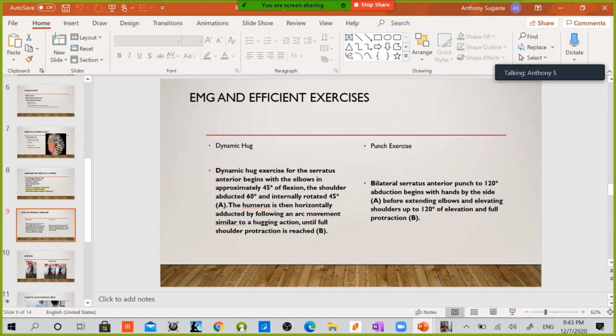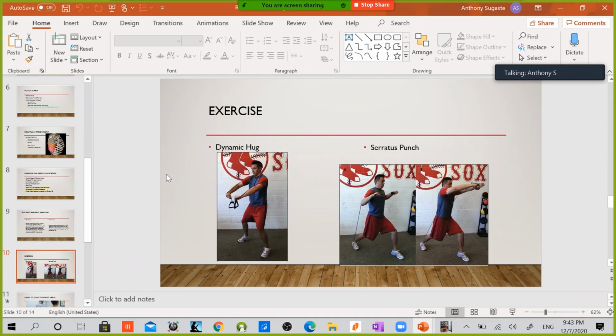So, just circling back. These are the positions that you can use to set up the exercise. This group utilized the dynamic hug and serratus press as two effective ones as well, using bands. You can easily incorporate this with a cable column as well.